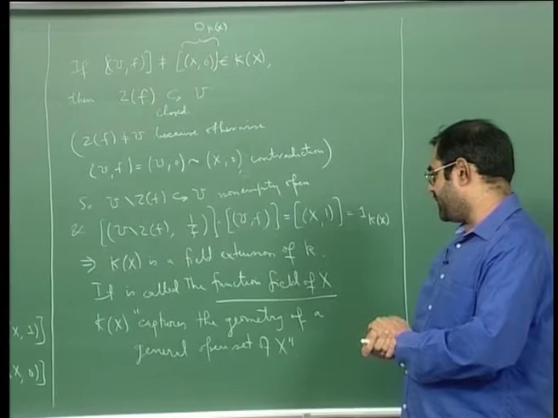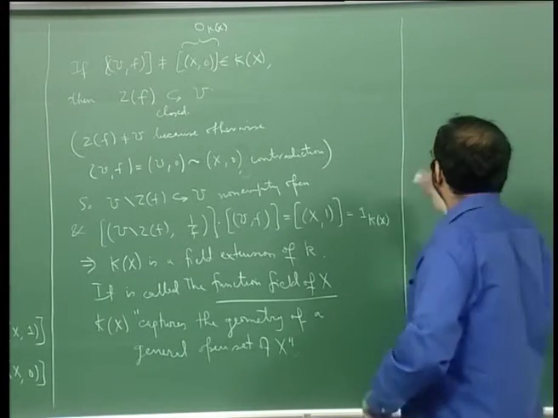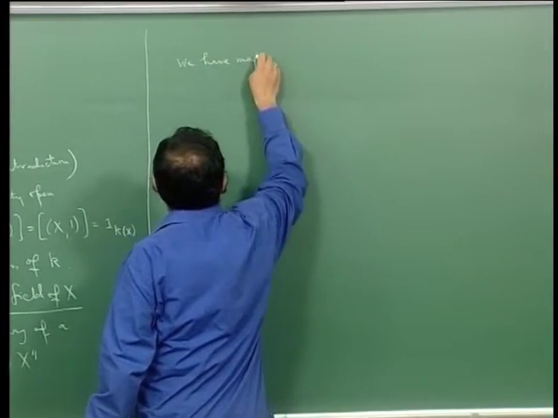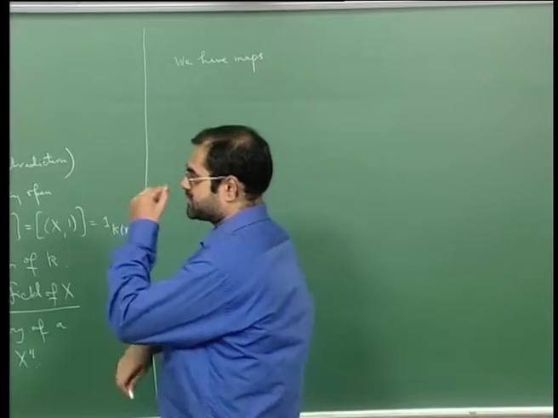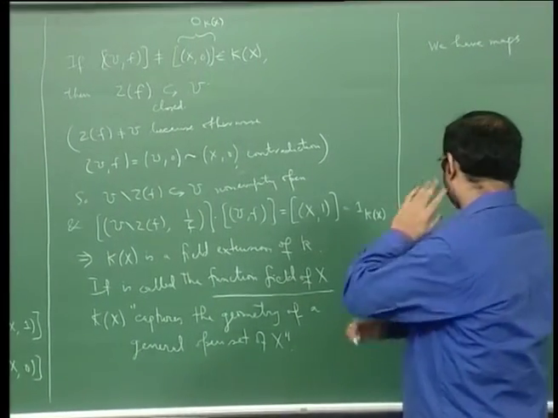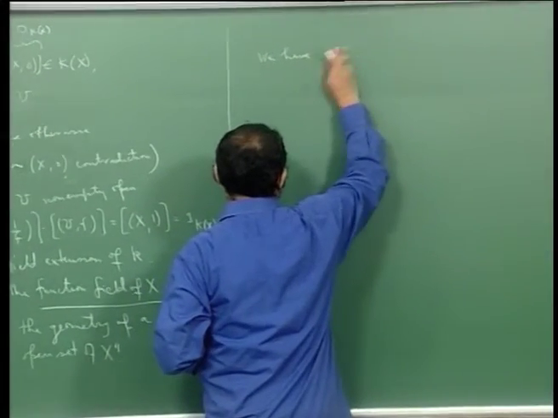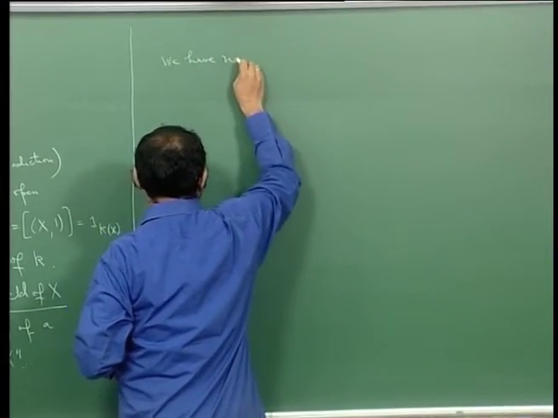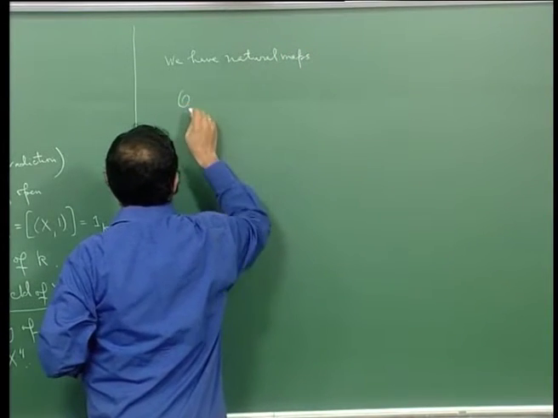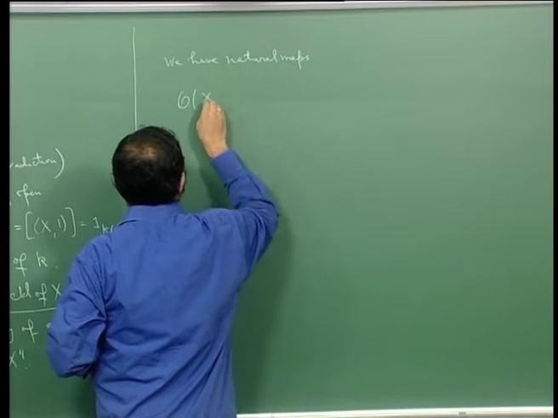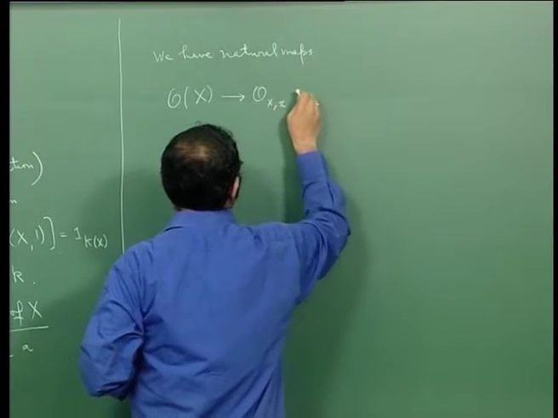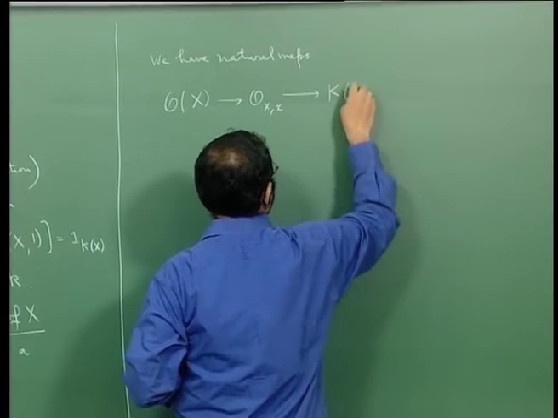So the first thing I want to tell you is that we have natural maps, from O_X to O_{X,x} to K_X.